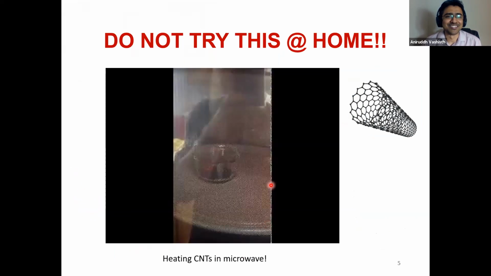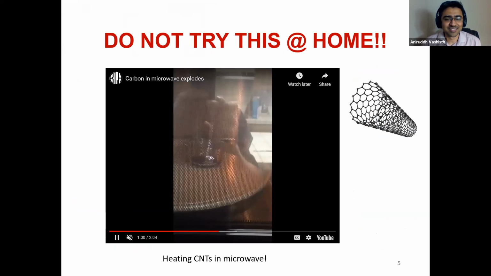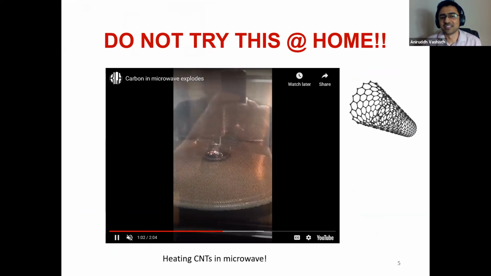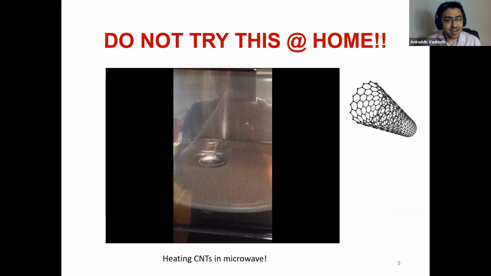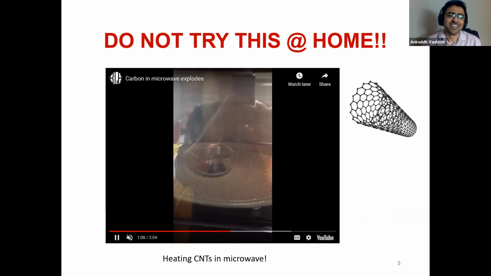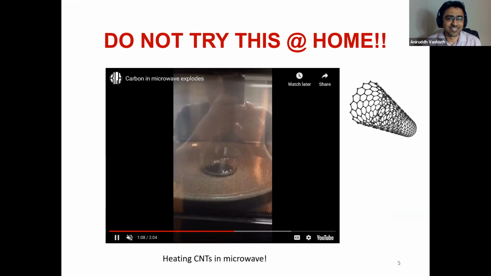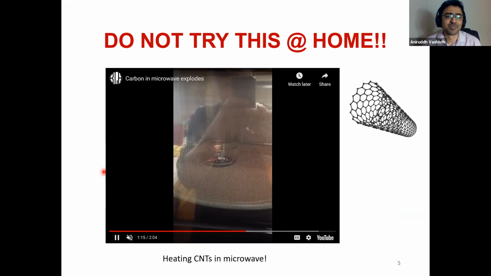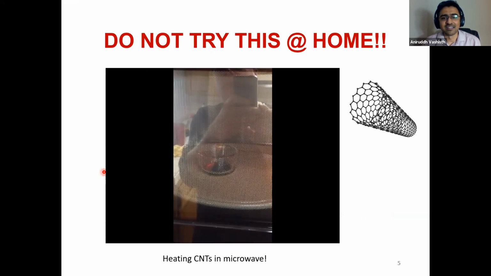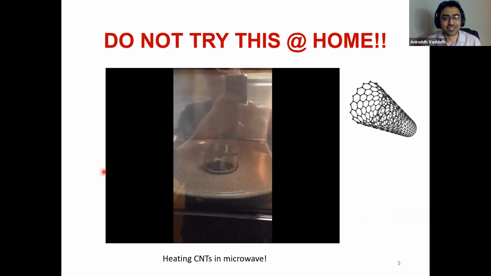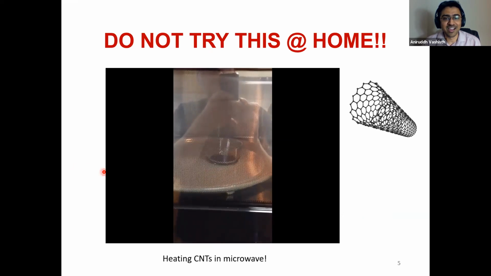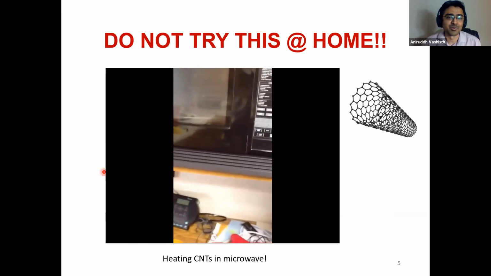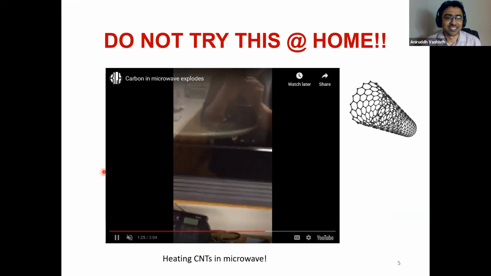So first, I'll start off with this very interesting video. Please do not try this at home. This super smart person tried to cook carbon nanotubes in a microwave. You can see that there are some sparks going left and right. You'll see in a second that the beaker starts to become red. When that's happening, the nanotubes are at a really high temperature, and of course, there's an explosion.